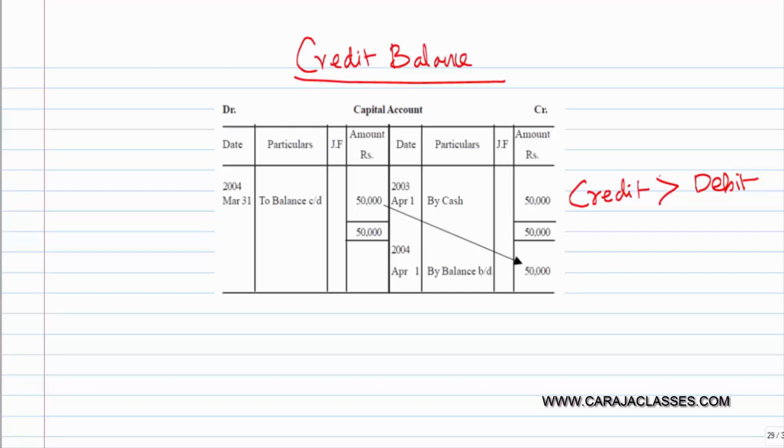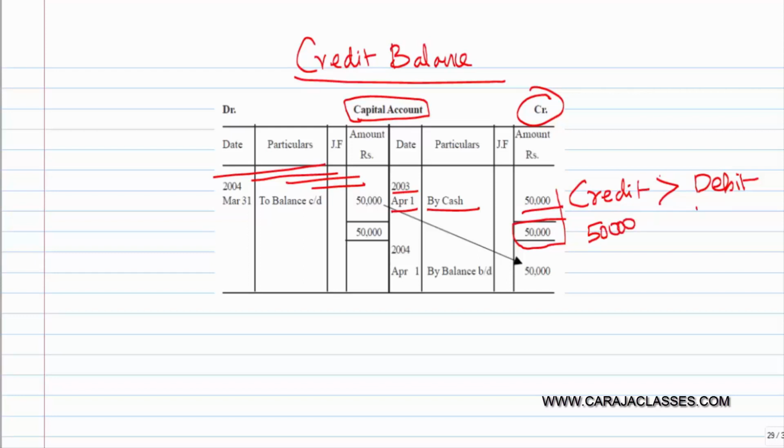Look at here, you have this capital account. Capital account by its very nature is a liability. It will have more entries on the credit side. So on the credit side, you have an entry on 1st April 2003, by cash 50,000. And on the debit side, you don't find any other entry. So your total on the credit side is high, it is 50,000. On debit you don't find any transaction, right? So your credit side total is 50,000, debit side it is nil.